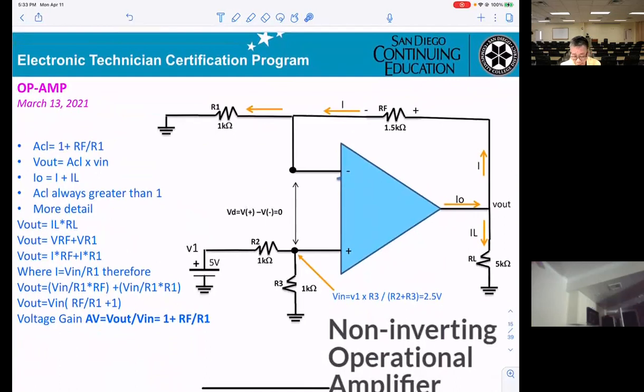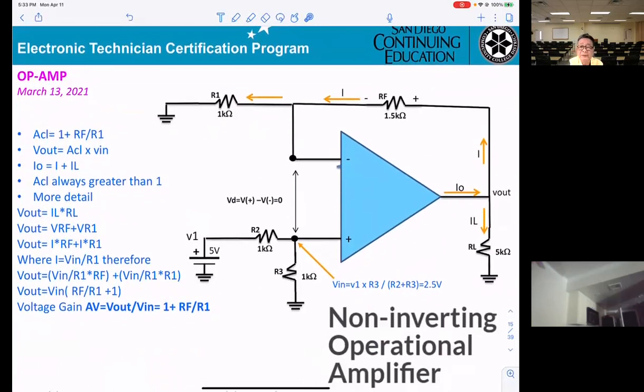And now the next one, non-inverting. Why do they call it non-inverting? The reason is the input will be applied to the positive terminal, okay? That will be non-inverting. Now, if you're looking at this circuitry here, first thing, the input has to be right here, not V1 here. I can say Vin right here.